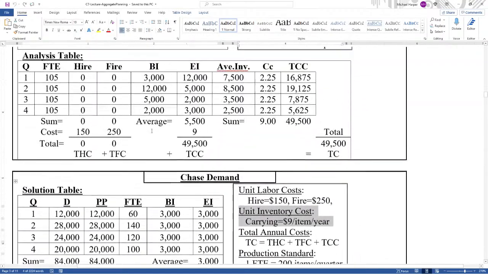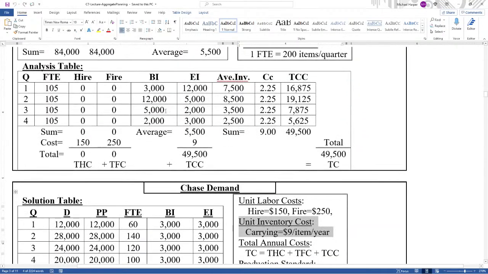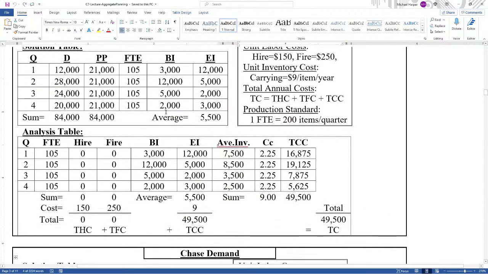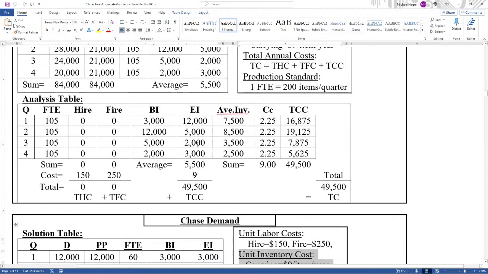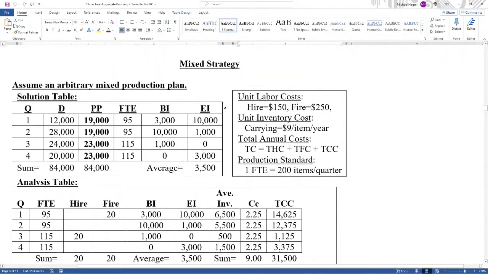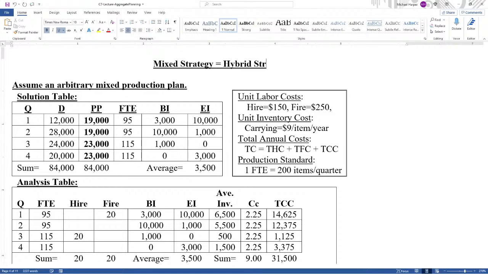Now remember I said moving between level and chase. Well, level and chase are just two strategies, and they're pure strategies. What are strategies between these two, moving away from these, moving from one to the other? I call that a mixed strategy. And actually our textbook uses the term hybrid, a hybrid strategy. Hybrid, mixed, I use mixed, they use hybrid. It doesn't matter what term you use, what's important is know what it is.